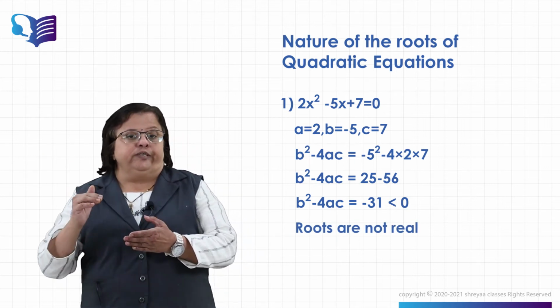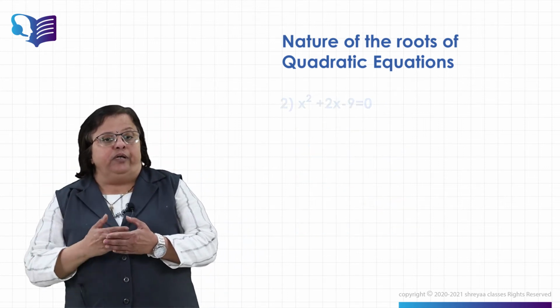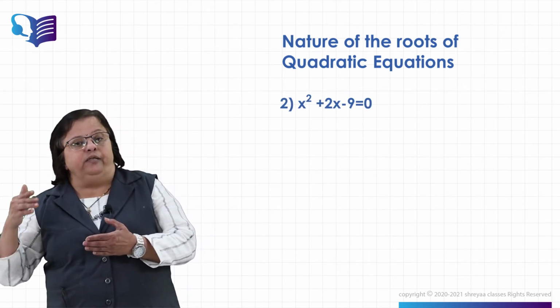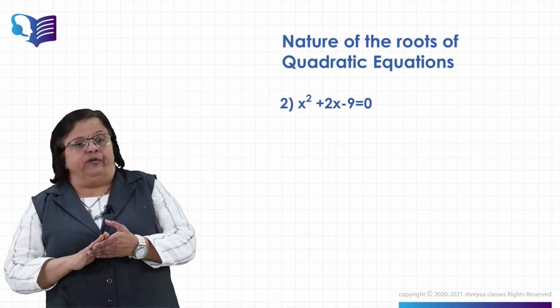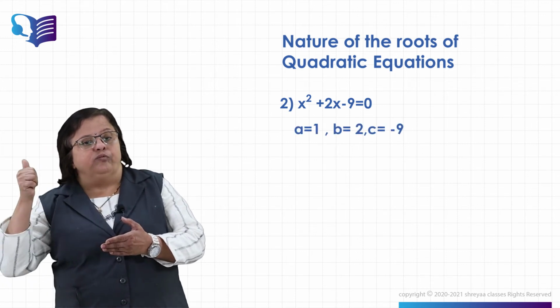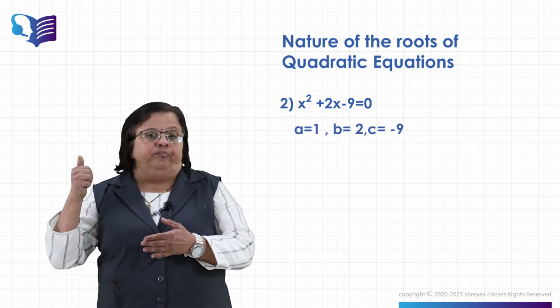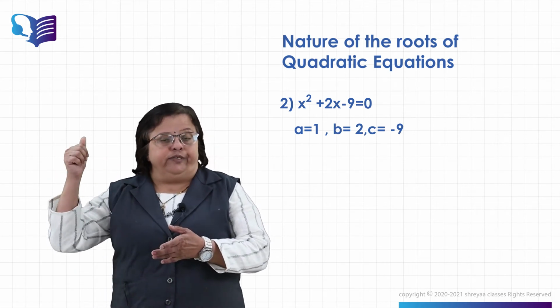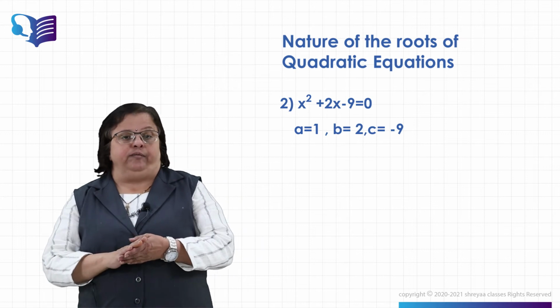Okay. Now let us see the other example. x square plus 2x minus 9 is equal to 0. So what is the value of a? a is equal to 1. What is the value of b? b is equal to 2. What is the value of c? c is equal to minus 9.